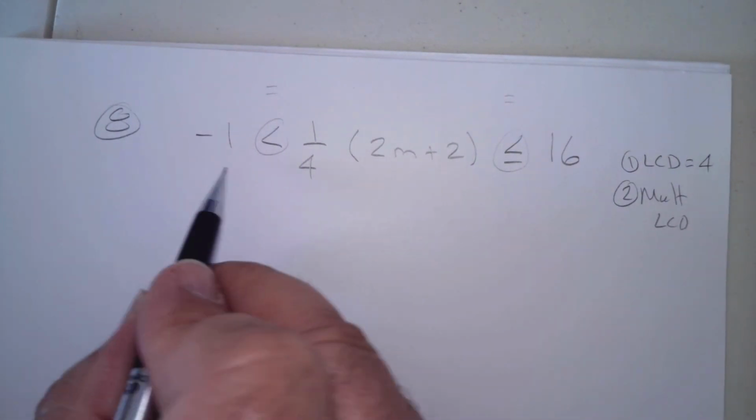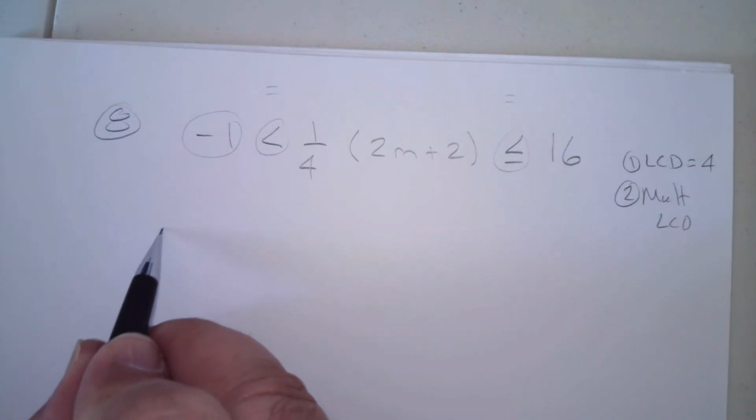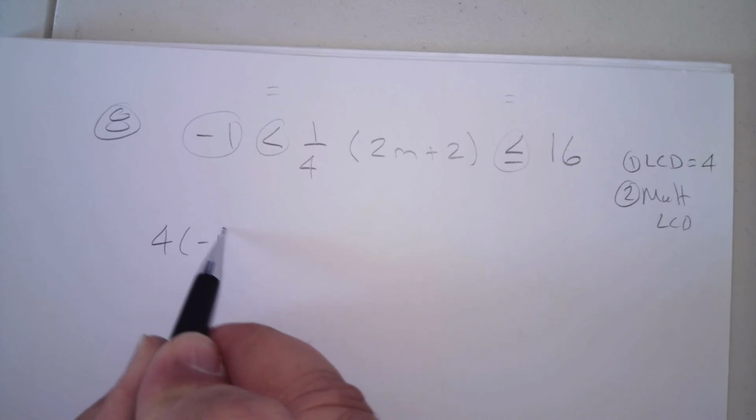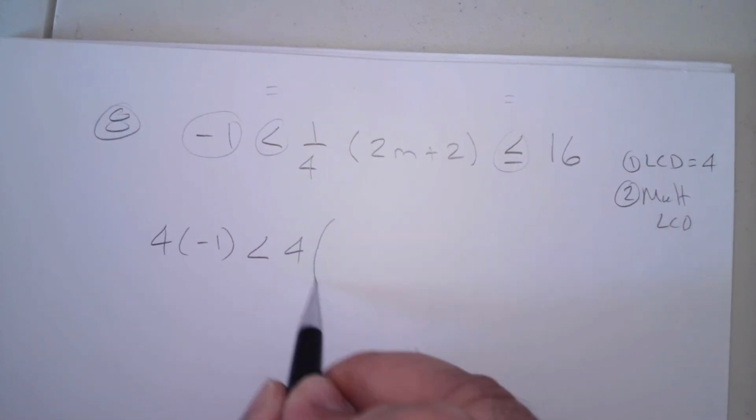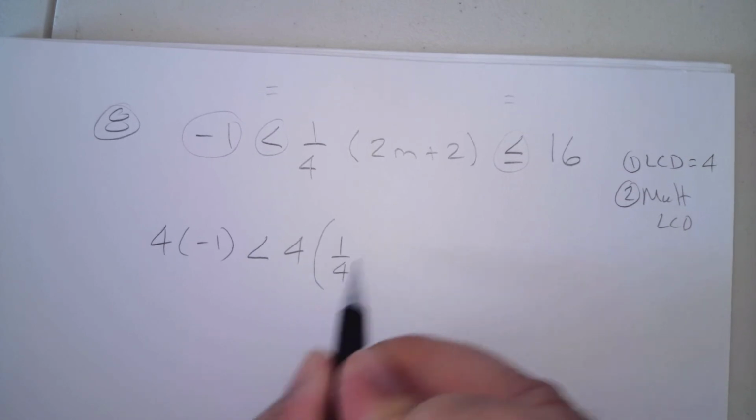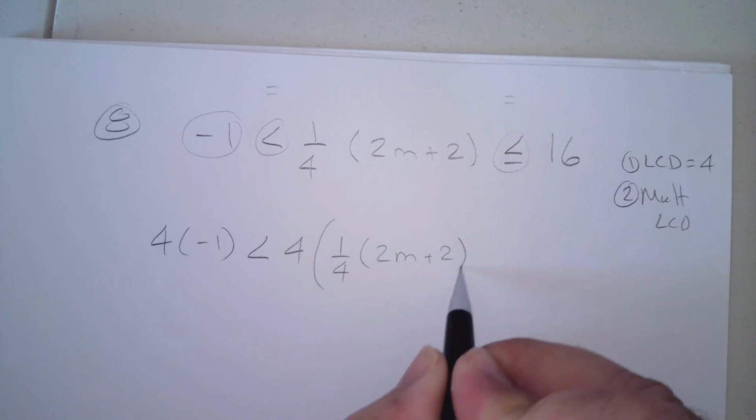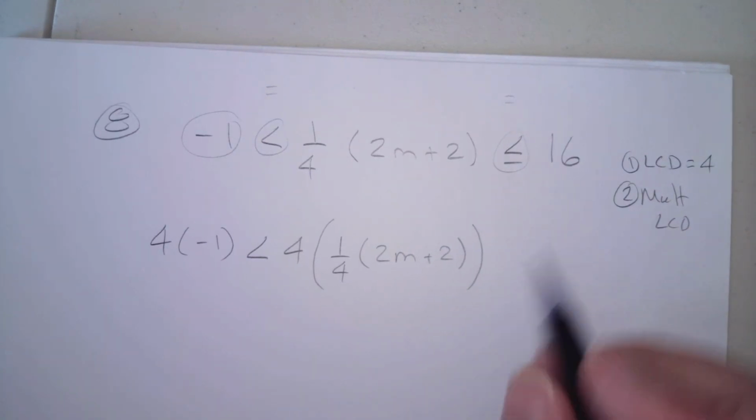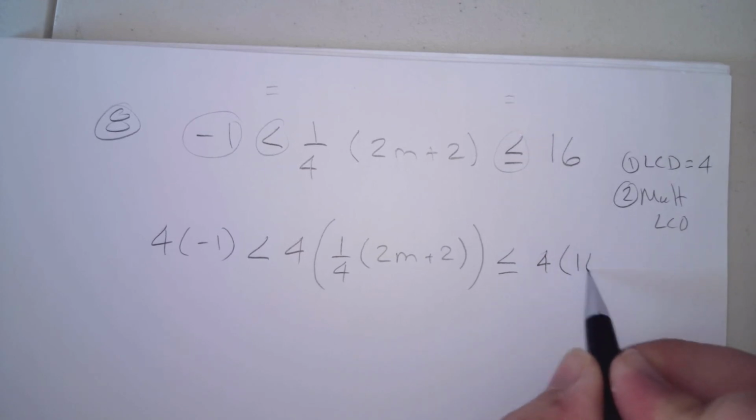Multiply the LCD to every term. So here's the first term. So it's 4 times -1 is less than 4 times 1/4 (2m plus 2) less than or equal to 4 times 16.